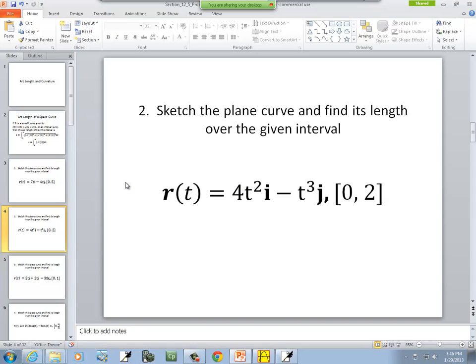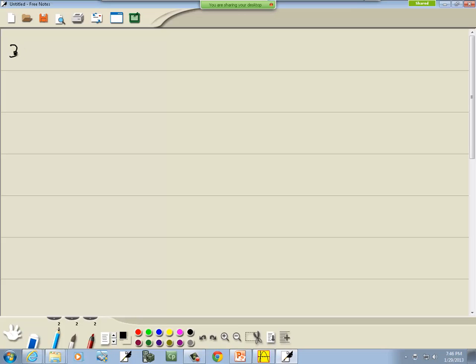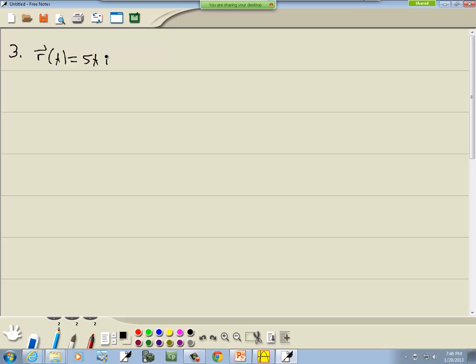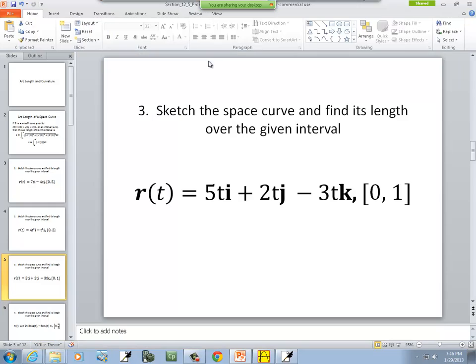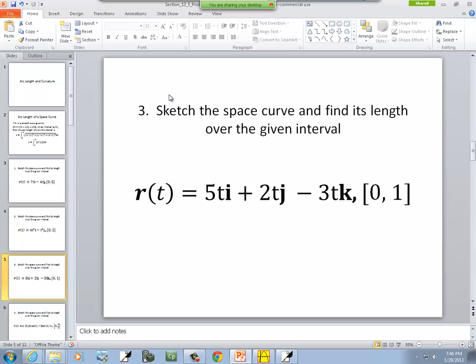Okay. Our third problem. Let's see, r, and that's a vector symbol. I should have said that earlier on in this video, but r is equal to 5t i plus 2t j minus 3t k, from 0 to 1. And same instructions: sketch the space curve and find its length over the given interval.